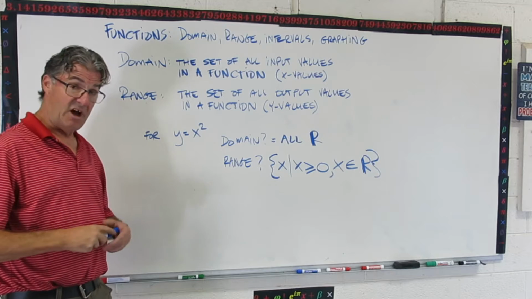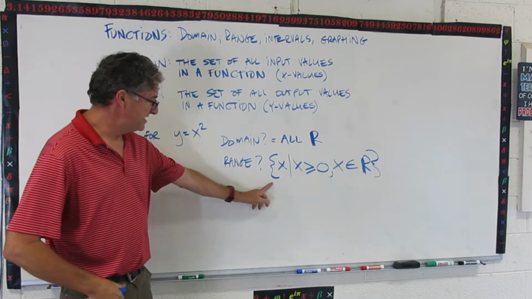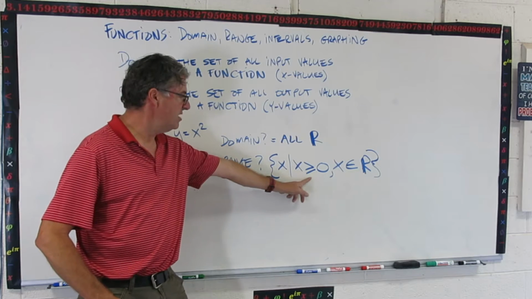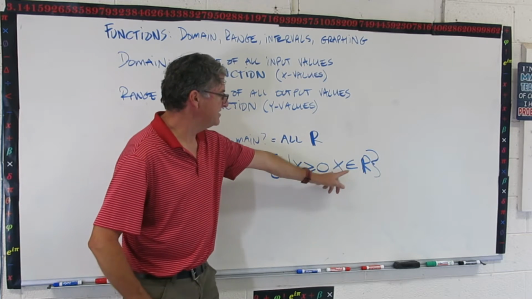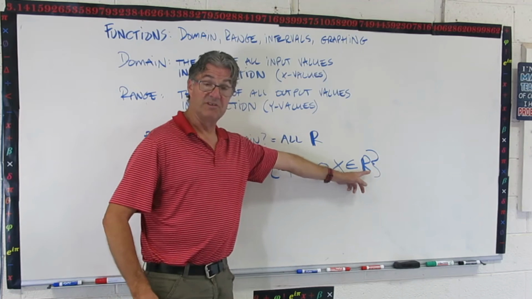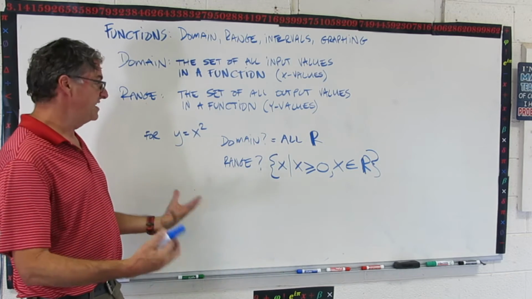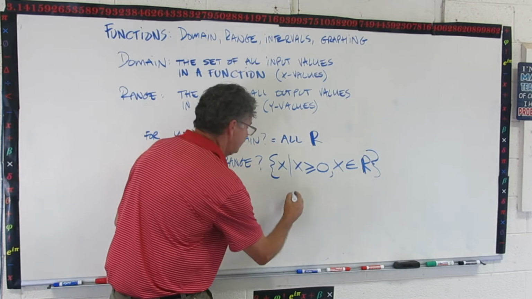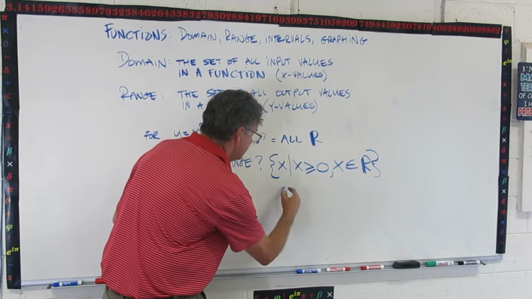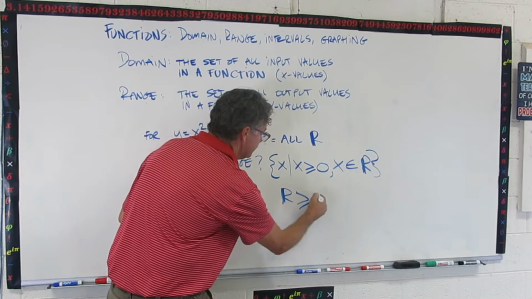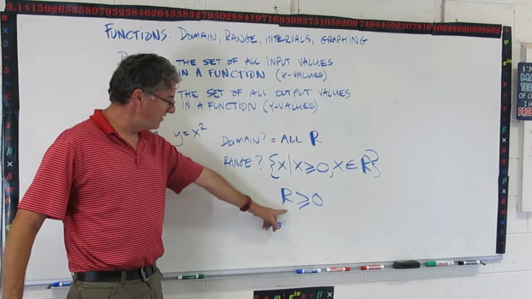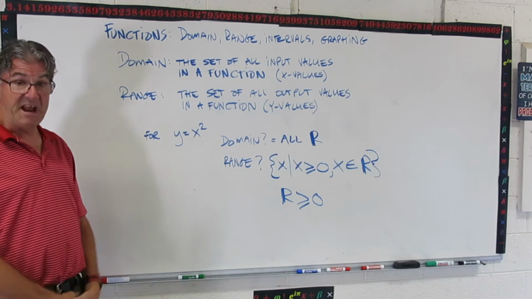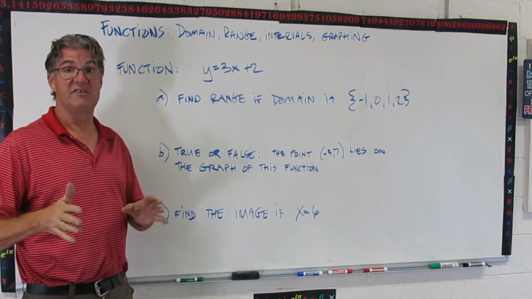What that means, I'll read it off to you, is the set of all y such that y is greater than or equal to 0 and y is an element of the real numbers. So this is the set that is the range. The shorthand is just real numbers greater than or equal to 0, and that would be fine. If you just wrote that, I would know what you mean. So this is all real numbers greater than or equal to 0. That's the range.